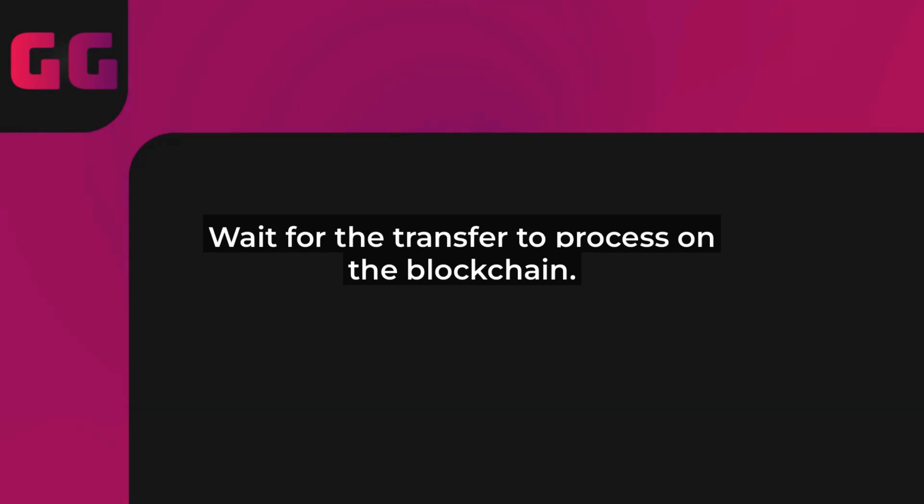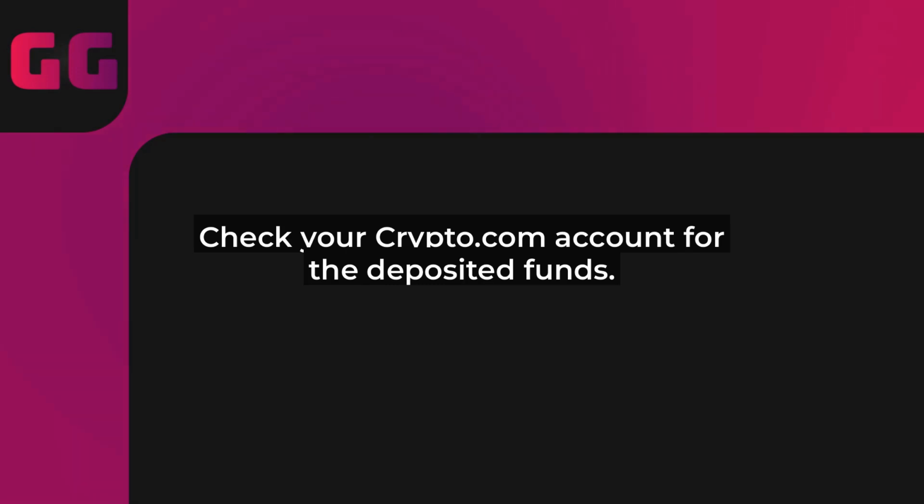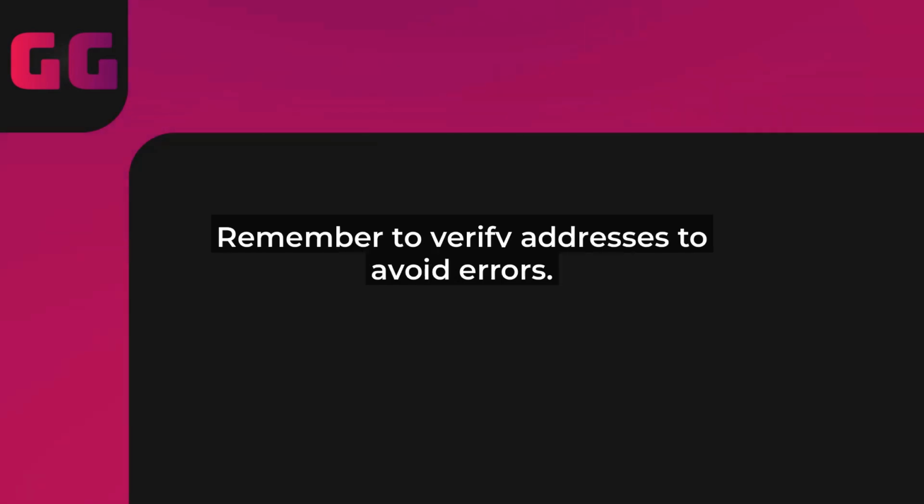Step 5. Now, wait for the transfer to complete. Stellar transactions are fast, often under a minute, but it can vary based on network congestion. Once it's done, check your Crypto.com account to see your Stellar tokens arrive. That's it, you've successfully transferred your Stellar. In 2025, crypto tools are even more user-friendly, but always prioritize security by using hardware wallets or two-factor authentication.